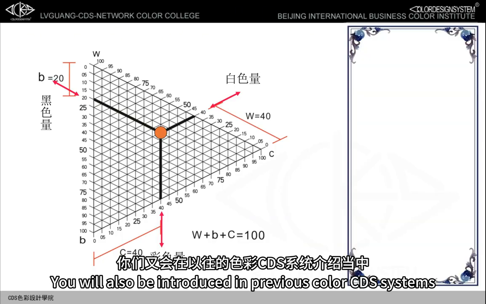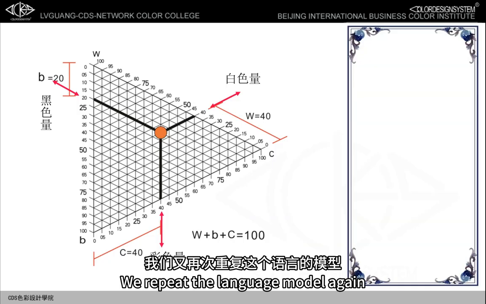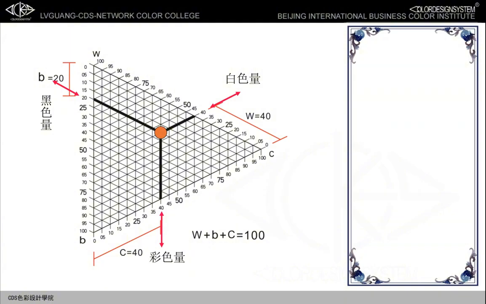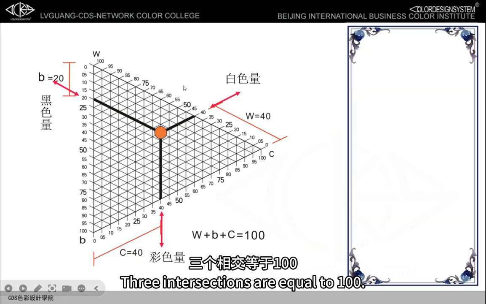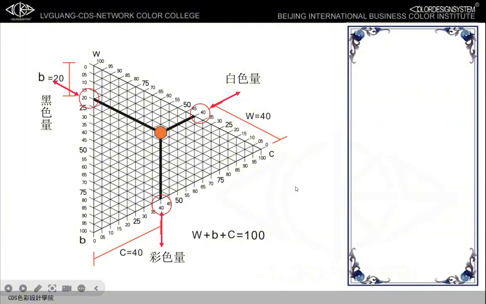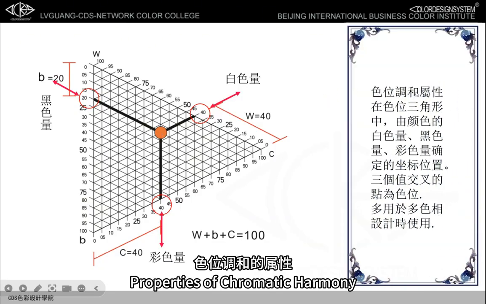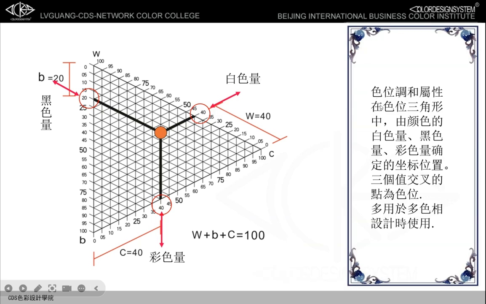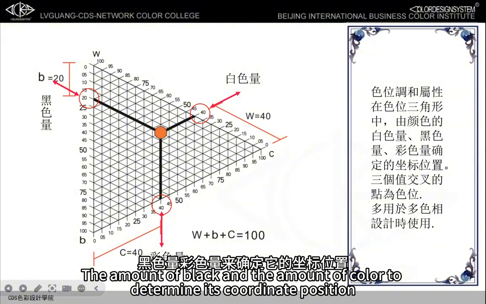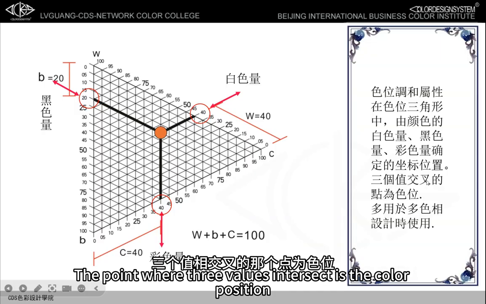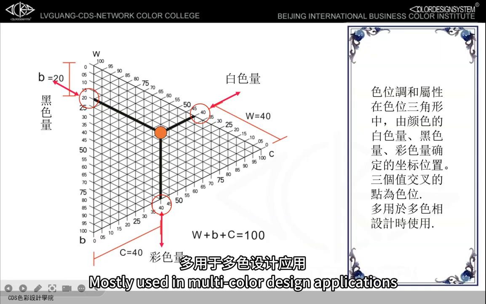You were also introduced to this in the previous color CDS system videos. We repeat the language model again: W plus B plus C equals 100. You see this is B20. This is the white quantity W40. This is the color quantity C40. The three together equal 100. This is the most typical color point characteristic. Properties of chromatic harmony: in the color triangle, the amount of white, the amount of black, and the amount of color determine its coordinate position. The point where the three values intersect is the color position, mostly used in multicolor design applications.